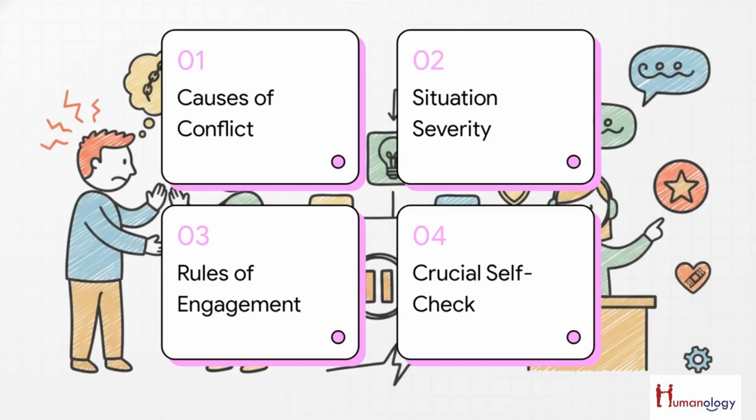To get us there, we're going to follow this straightforward 4-part map. First, we'll look at the causes of conflict. Second, identifying situation severity. Third, the rules of engagement. And finally, a crucial self-check. Let's jump right into step 1.